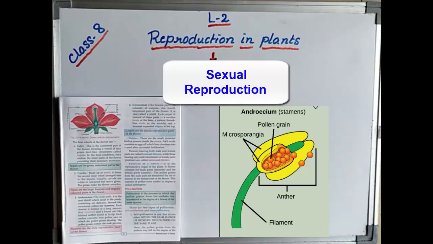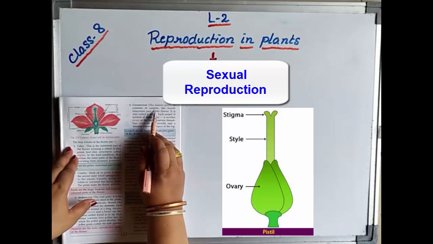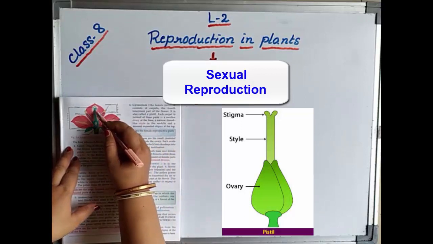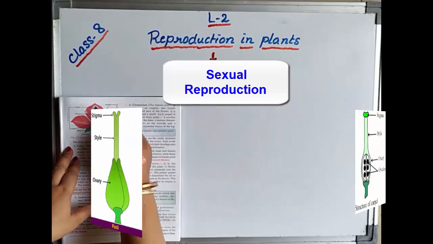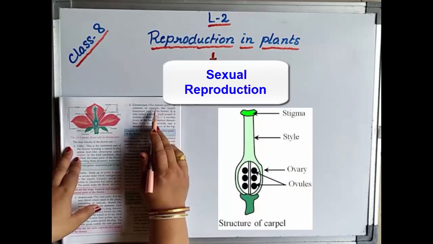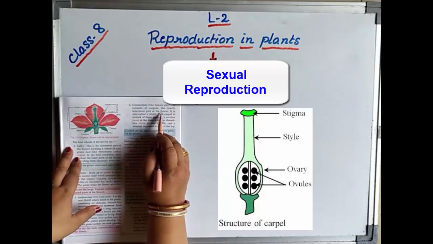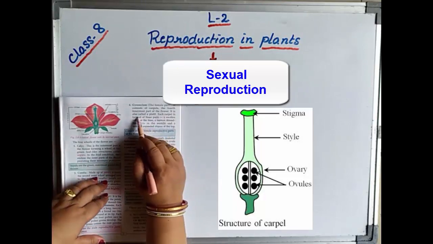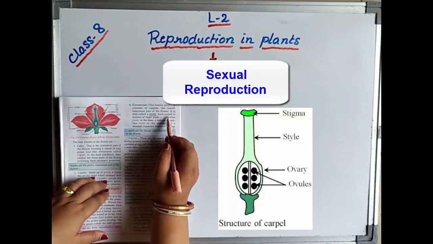Now coming to the female reproductive part of the flower, that is the gynoecium. It consists of carpels. In the middle, you see the thin strip here, the broad part, and the small head on top. The female part consists of the carpel, the fourth, innermost part of the flower. It is also called a pistil. Another name of the carpel is pistil.